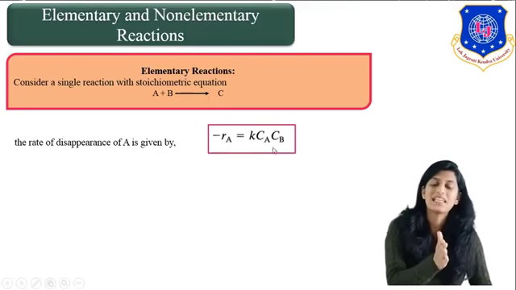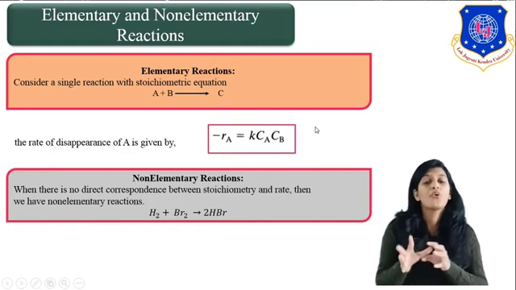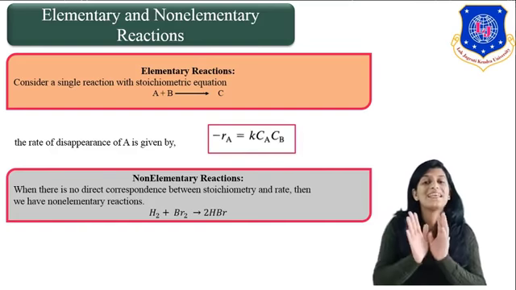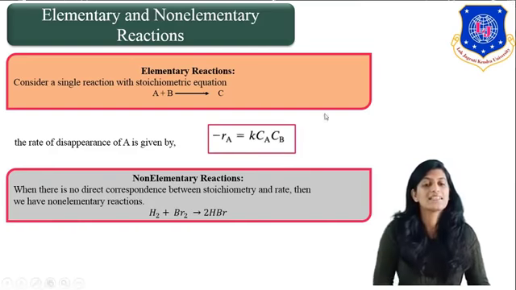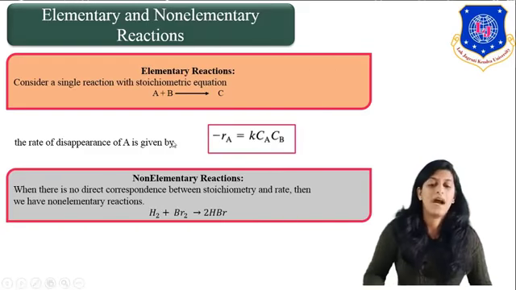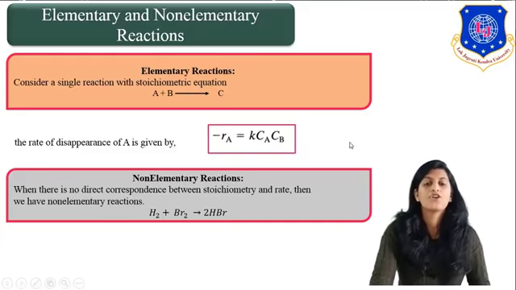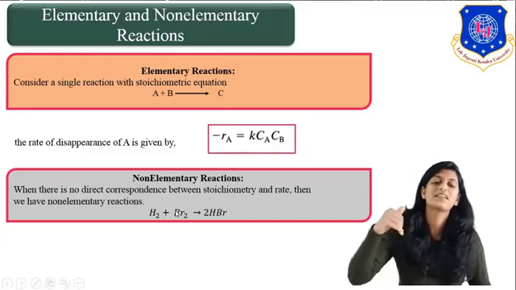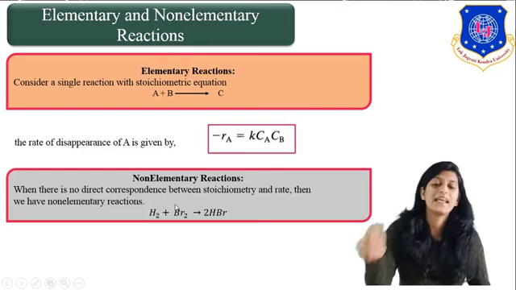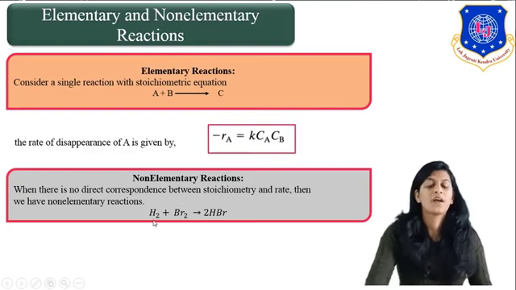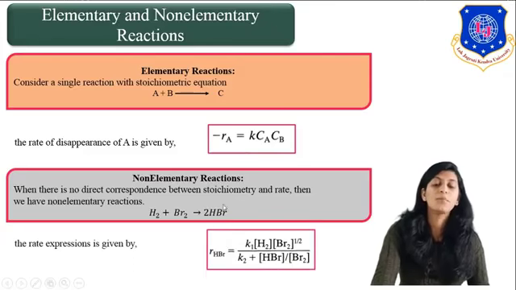Elementary reactions are basically those reactions whose rate equation can be easily written, right, in the simplest form like this. But when we are talking about non-elementary reaction, we cannot represent the stoichiometry directly in its rate equation. So hydrogen and bromine, when they react to form hydrogen bromide, it is the given reaction, but a complicated rate equation is obtained.